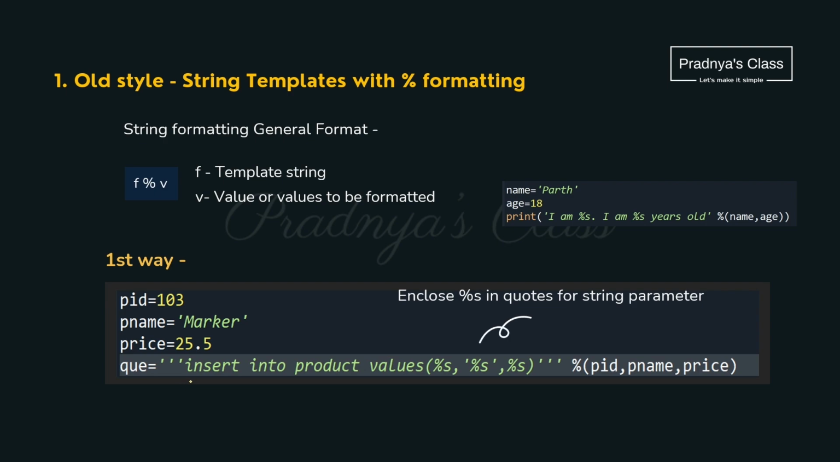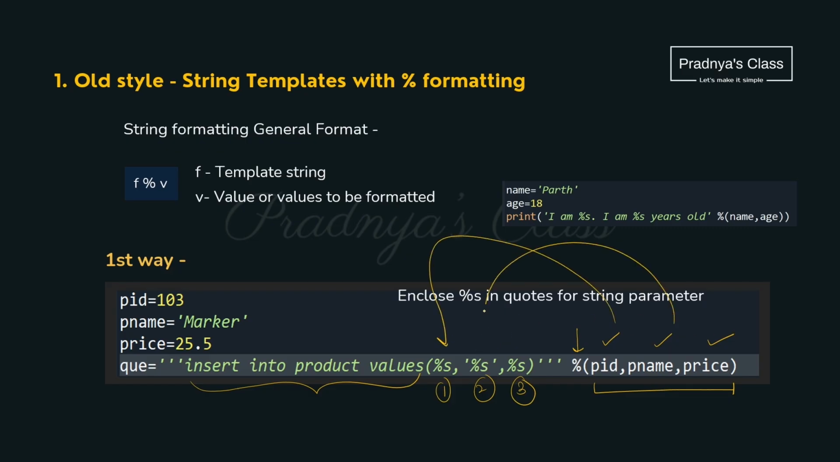So look at one simple query. Insert into product values. There are 3 values we need to provide, so we are writing %s 3 times. After completing the quotes, we need to provide the variable names. Don't forget to write the % symbol. So here is PID, PName and price. The values will get replaced at the place where we have mentioned %s. In this way, with these values, one record will get inserted into the table.